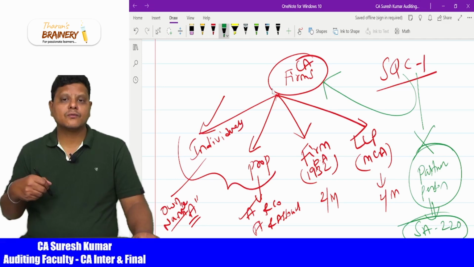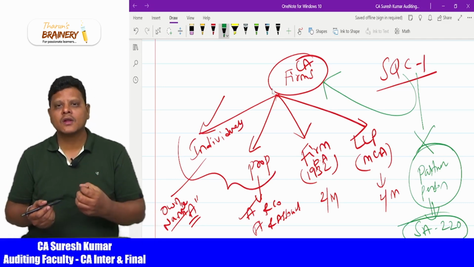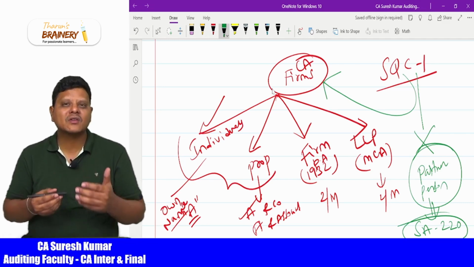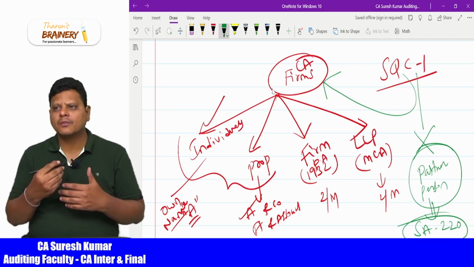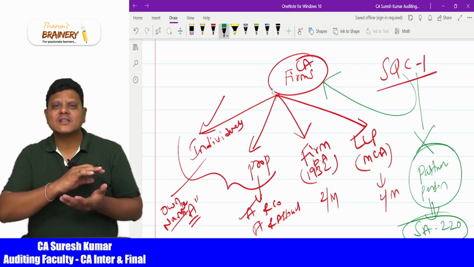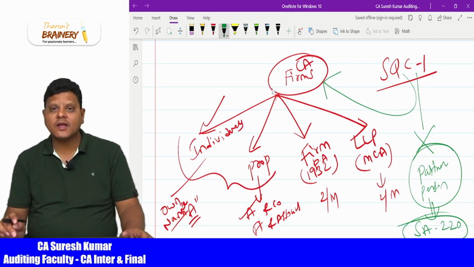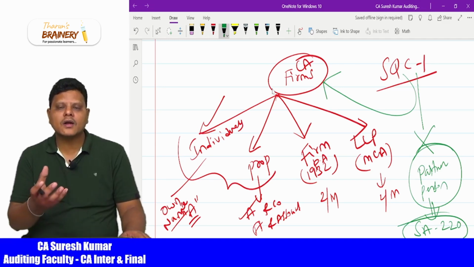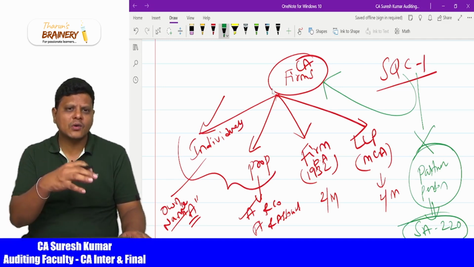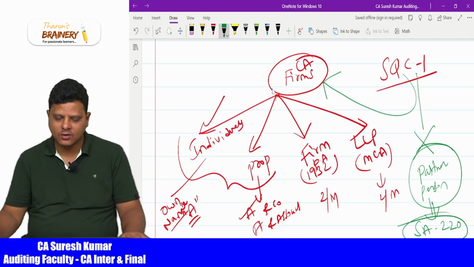So in order for a firm to maintain quality controls, what kind of staff they have to recruit, how to communicate with the clients, how to manage the resources in the organization, how to maintain leadership quality controls, will be covered in SQC1. Whereas SA 220 covers how to do the audit, how to perform the audit, how to carry out the audit in time, and efficient conduct of the audit.